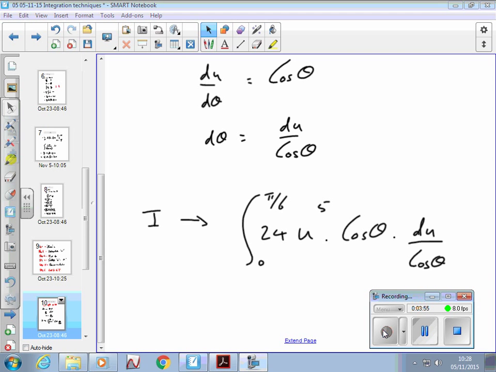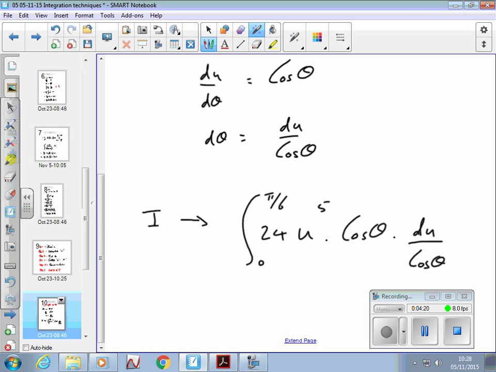Now we see that these cos thetas disappear, look. They cancel. If they hadn't cancelled, we'd have been stuck, because we're trying to now integrate with respect to u, but theta's still there. In all the examples we've looked at so far, when we made the substitution, the original variable disappeared. And that's one of the criteria for this to work.